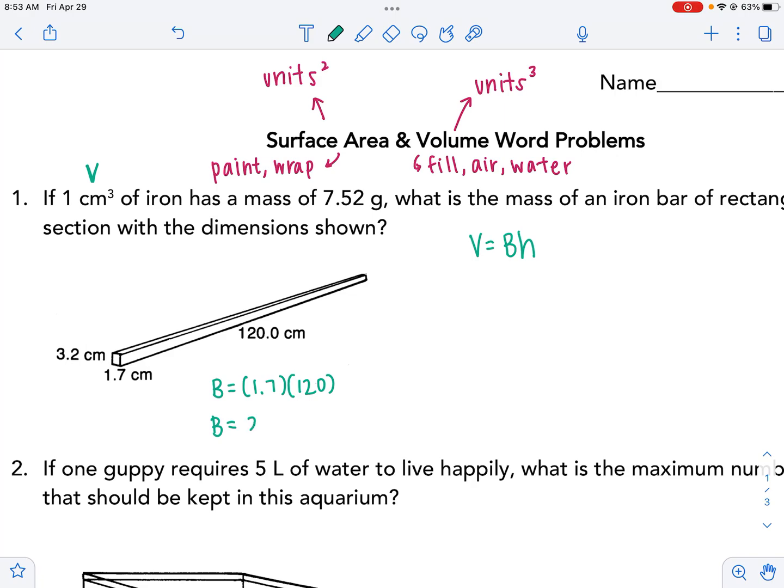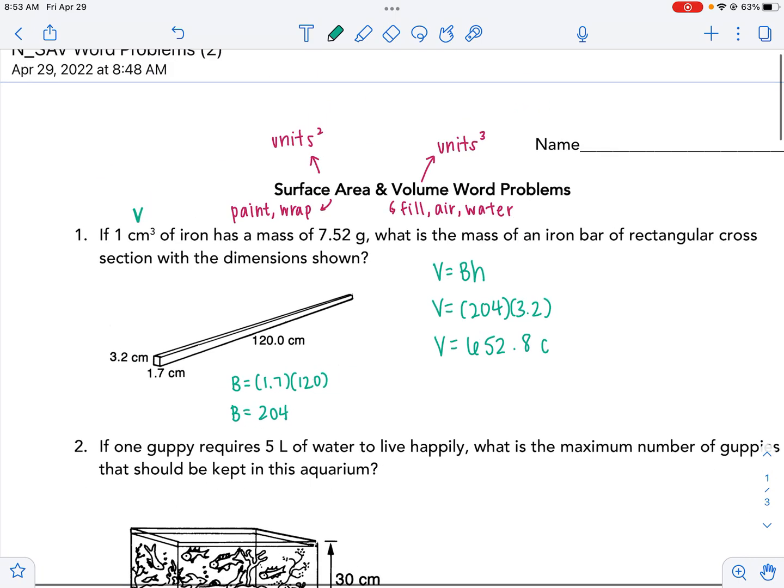That would be 204. So the volume, the area of the base, was 204. And then from bottom to top, this is a very small height, but it's 3.2. So now I'm going to find out what 204 times 3.2 is, and I get a volume of 652.8. Now, that's centimeters cubed, but this problem asked for the mass of the iron bar, and it said that 1 centimeter cubed has a mass of 7.52 grams.